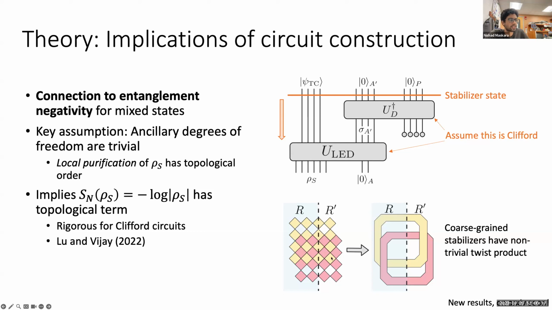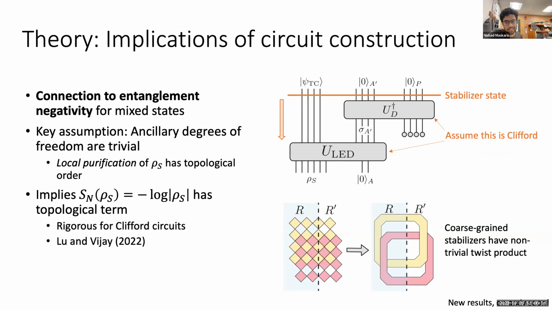The key intuition is that by coarse graining and taking large products of stabilizers, you can construct coarse grained stabilizers which have non-trivial twist product, even if they're dressed by these local Clifford unitary rotations. So these are some new results which hopefully we'll post on arXiv soon. Okay, any questions about this one?